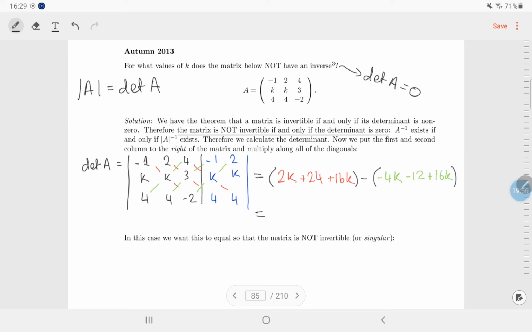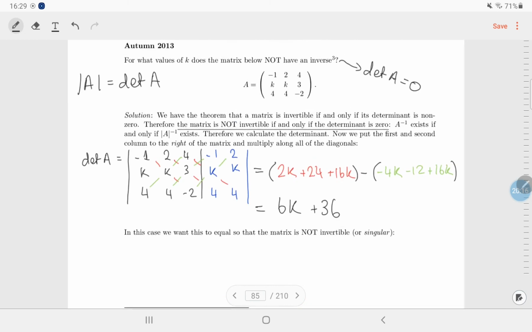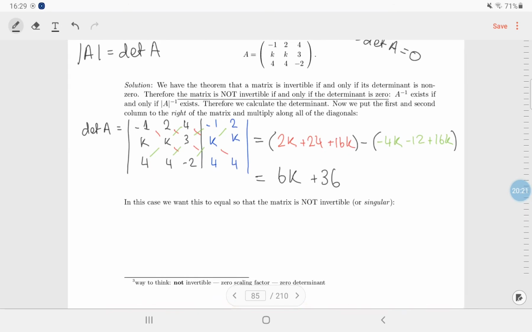And what do I get for the determinant? I could be a bit smart and do 16k minus 16k. That's probably a good idea. And 2k minus 4k is 6k. And I have 24 minus 12, which is 24 plus 12, which is 36. Now we're interested in this equal to 0. If this is equal to 0, the matrix has a determinant of 0 and it's not invertible. This is more the level of equation I probably want to assess you on. So I want to solve this for k.